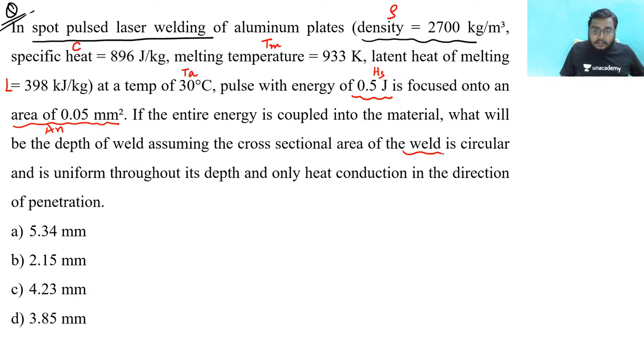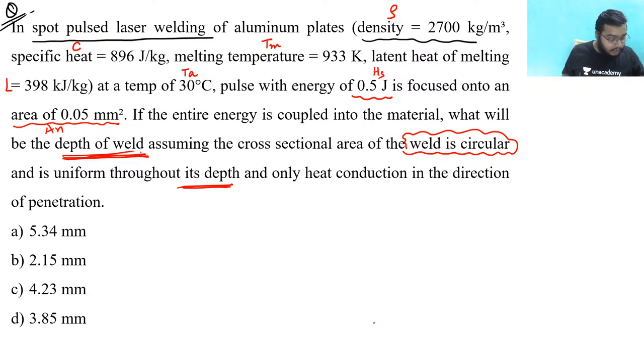The weld is assumed to be circular in nature and uniform throughout its depth, with only heat conduction in the direction of the penetration. So what you need to find is the depth of penetration, the depth of the welding. Try to calculate this question. I'm giving you 2 minutes, and if you cannot solve it, then tell me that you cannot solve it, and I will explain this question.